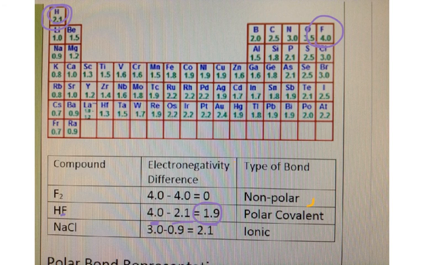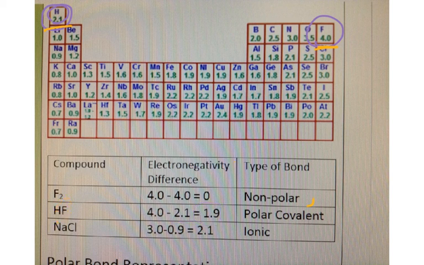Now, which one will it be towards? Well, it'll be towards the bigger electronegativity value, or the one that is more electronegative. And so all you have to do is compare your values. So for F we have 4, for H we have 2.1. So in this case, it is going to be going towards the more electronegative F.